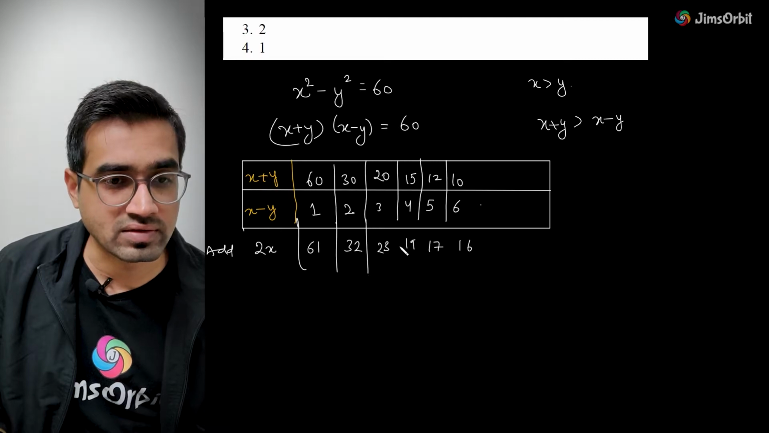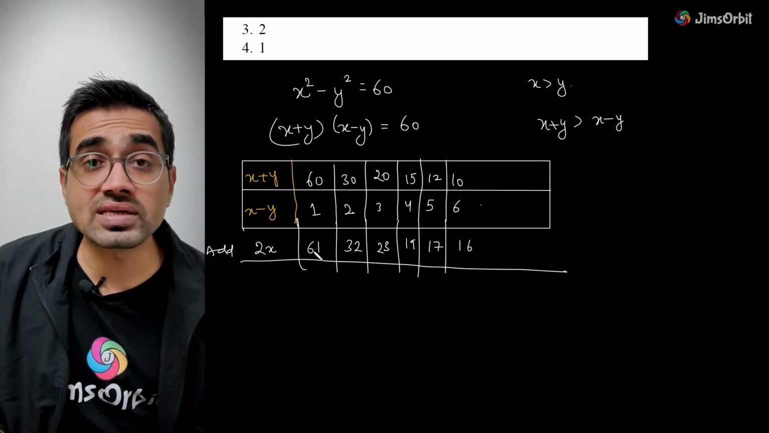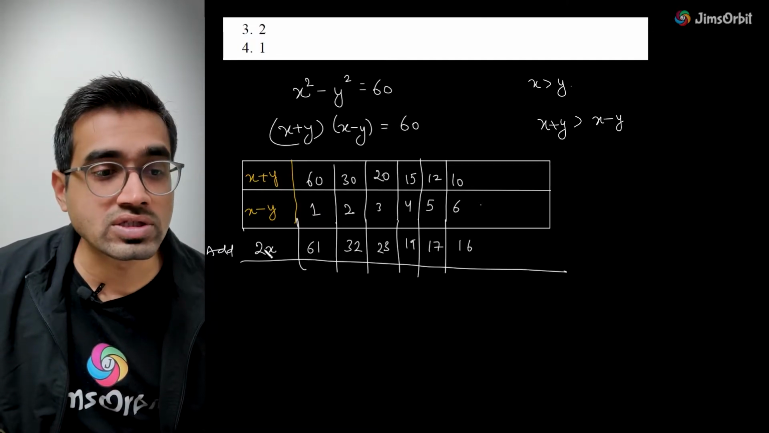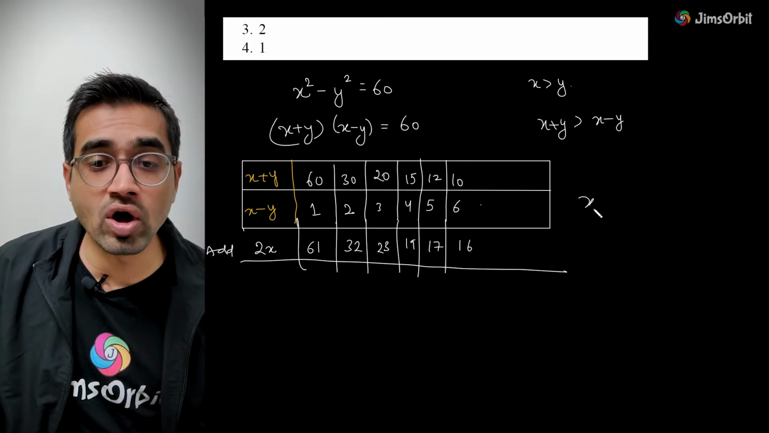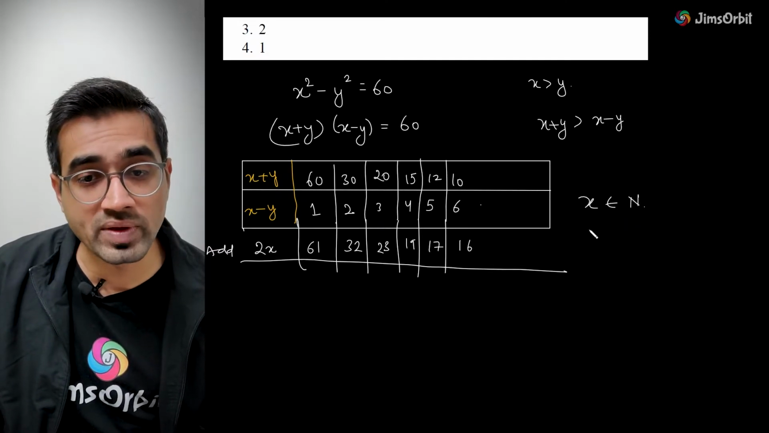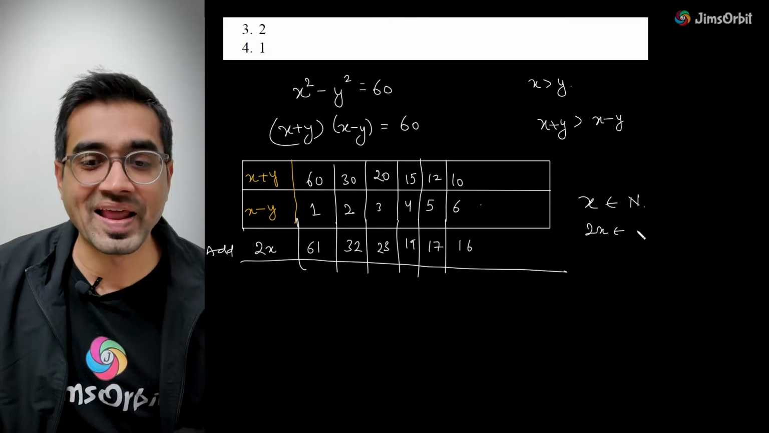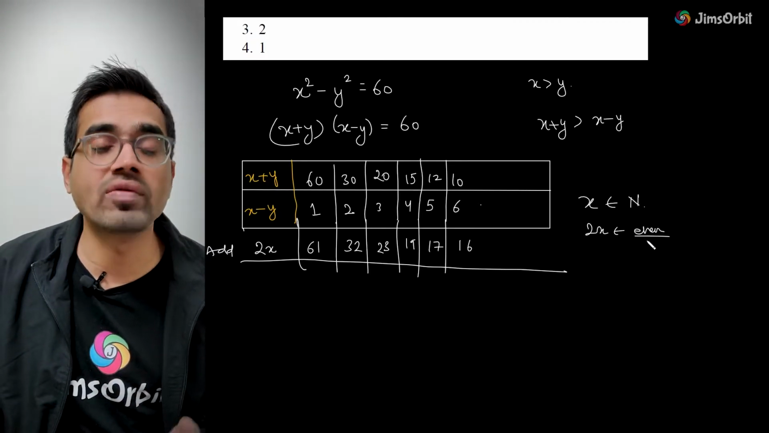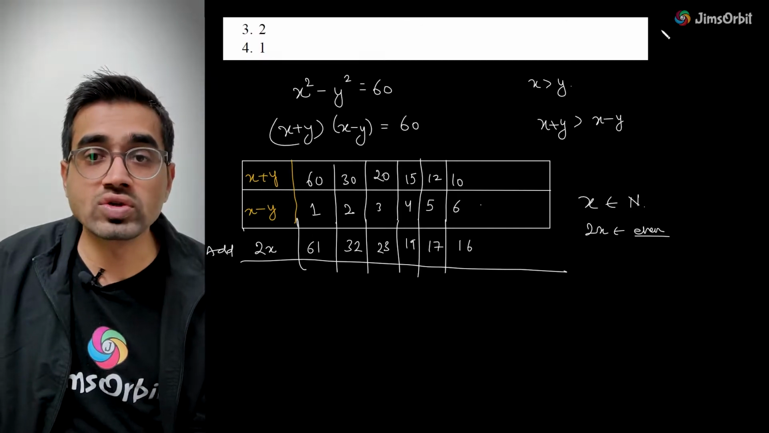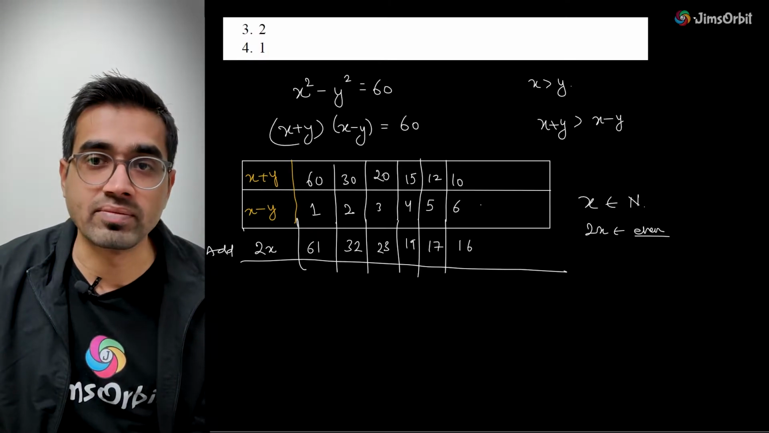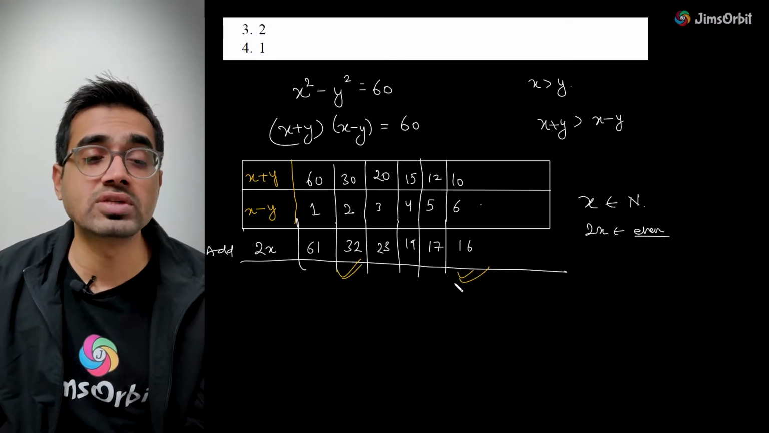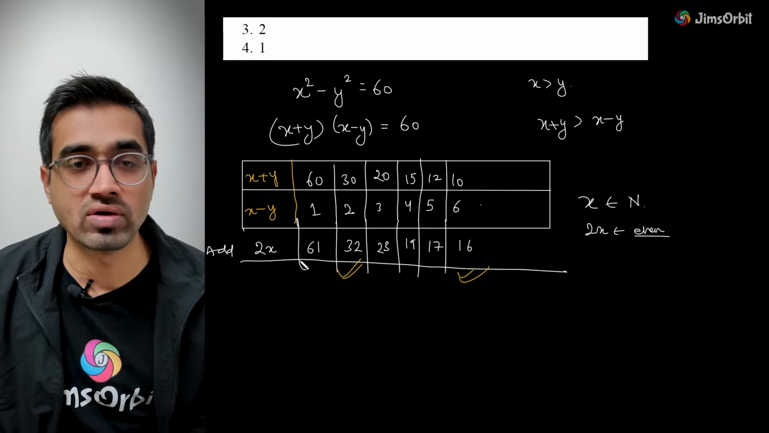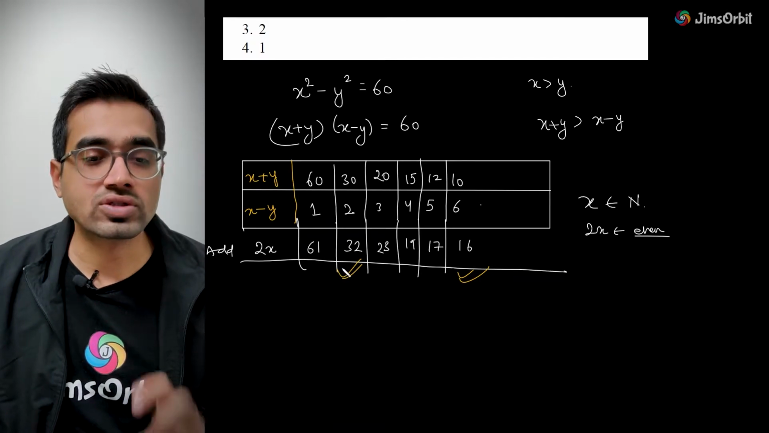Now you note one thing: 2x should be an even number. This whole should be even because x is a natural number. If x belongs to the natural numbers, 2x should be a natural number, but always even, because it is 2 times x. So you just find which numbers are even. You get 32 and 16. There are only 2 numbers which are even, which will give you x as a natural number. So only 2 of them.